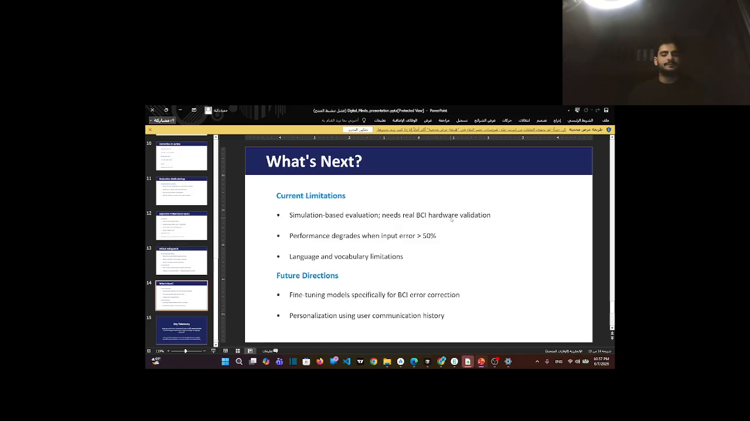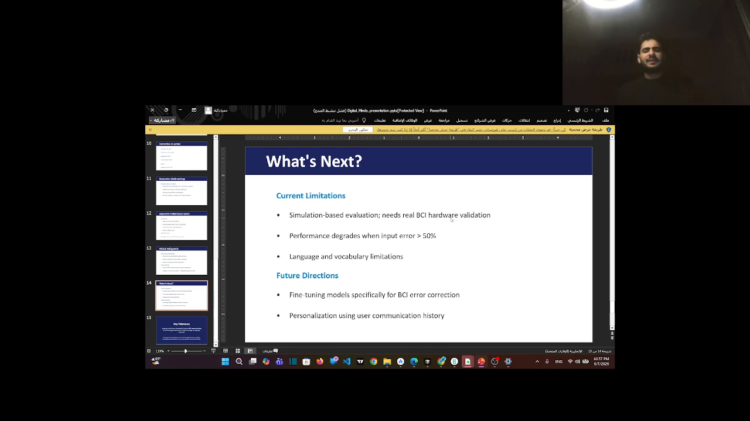So what's next? There are still several limitations. First, the current evaluation is simulation based. This means the system needs to be validated using real BCI hardware and real users. Second, performance may decrease when the input error rate becomes higher than 50%. If the decoded text is too corrupted, even the LLM may not have enough information to recover the intended message.